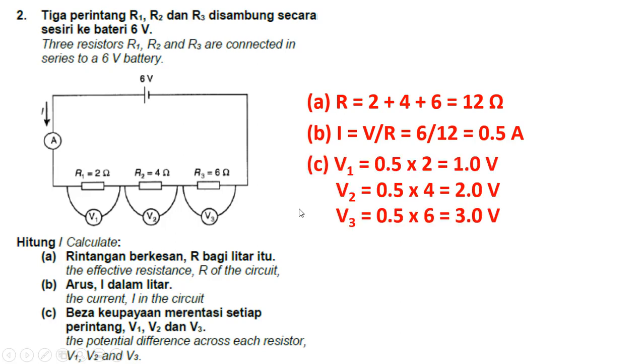So we calculate and we get the answer: 0.5 times 2 is 1 volt. V2 is 0.5 times 4, the resistance here is 4, which is 2 volt. And V3 equals 0.5 times 6, which equals 3 volt. When we sum up, we should get 6 volt.